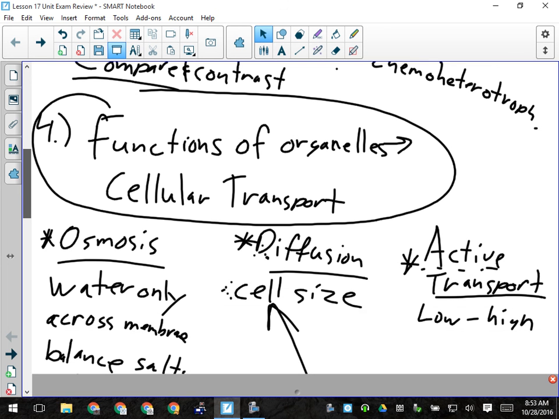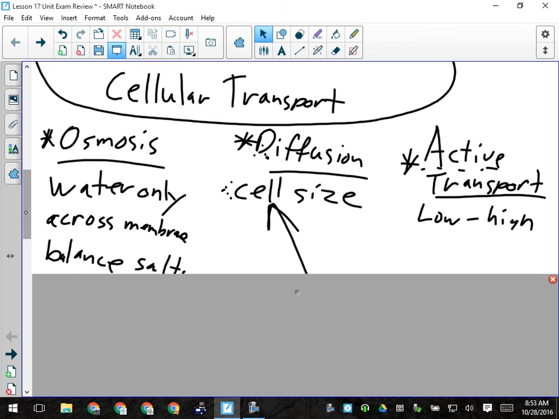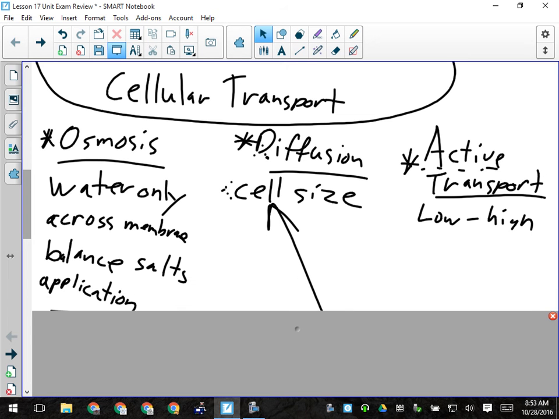Okay, so just quick review here. Remember that osmosis is going to move only water. It can only move water across the membrane. And it is movement across the membrane, not within the cytoplasm. It does that in order to balance salt concentrations. Look for a practical application of that or a situation.